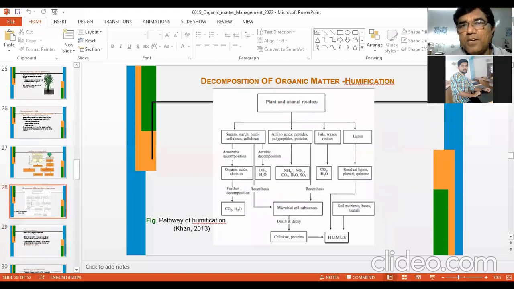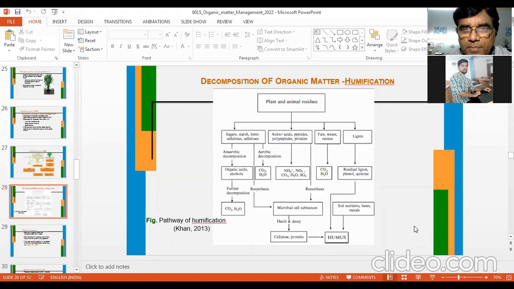Now you see, this is another picture to make you more clear what happens in humification. So you see, when you add plant and animal residues, there can be 2 conditions. One can be aerobic, the other can be anaerobic decomposition. First, you can see starch, sugars, hemicellulose, cellulose will get decomposed, by anaerobic decomposition or aerobic decomposition. If it is anaerobic decomposition, you will get organic acids, alcohol, and these will be further decomposed to produce carbon dioxide and water. But the speed of decomposition is much slower. Then you get aerobic decomposition by aerobic organisms, and you get carbon dioxide and water.